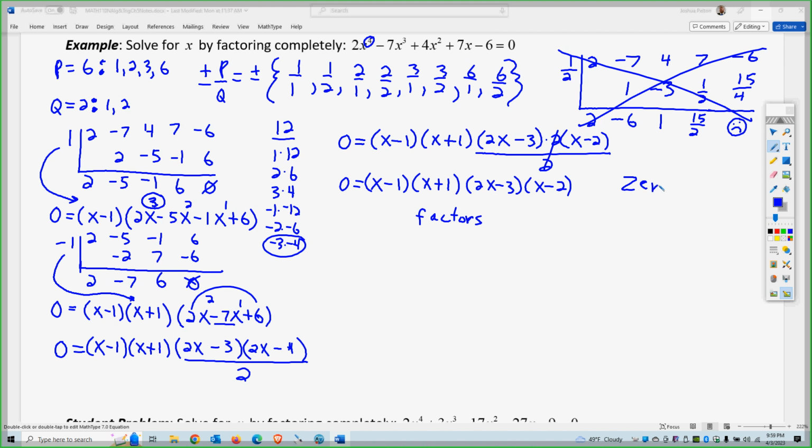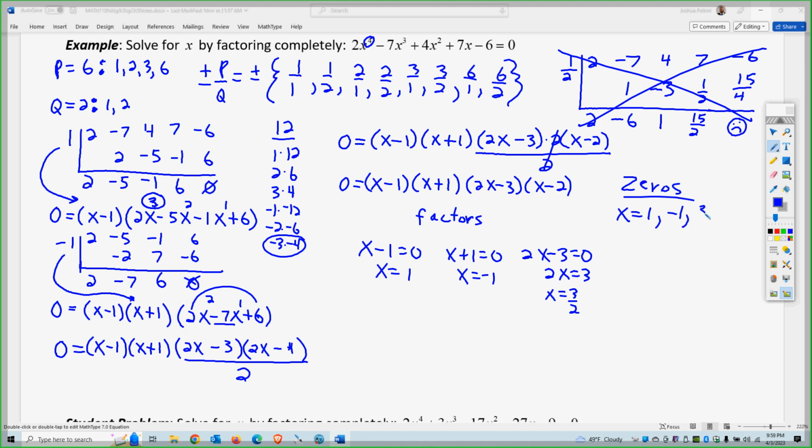Okay, so my zeros come from solving for those. So x minus 1 equals 0, so x equals 1. We already knew that one. X plus 1 is equal to 0, x is equal to negative 1 when you solve. We already knew that one. And then these two we just came up with. 2x minus 3 is 0, 2x equals 3, so x equals 3 halves. And then x minus 2 is 0, x is 2. Okay. All right, pause the video. Try the student problem for yourself.